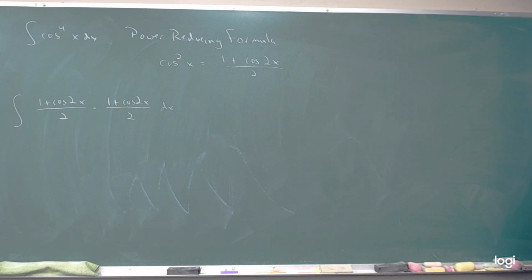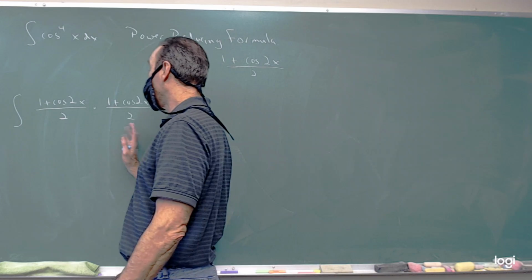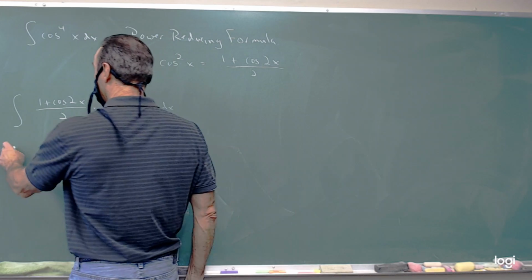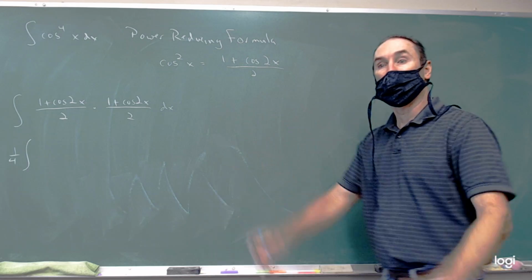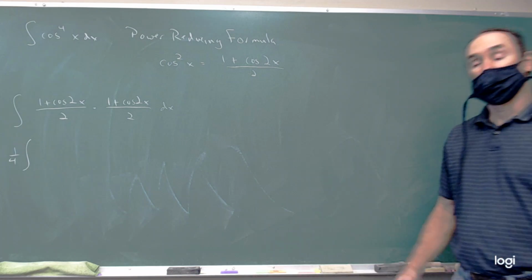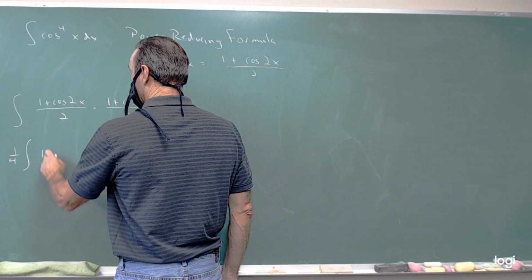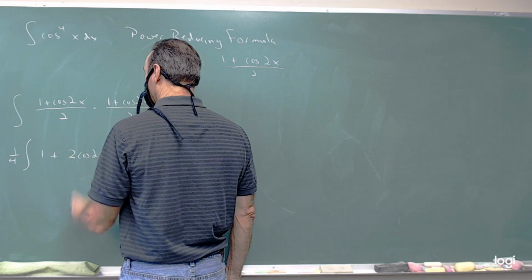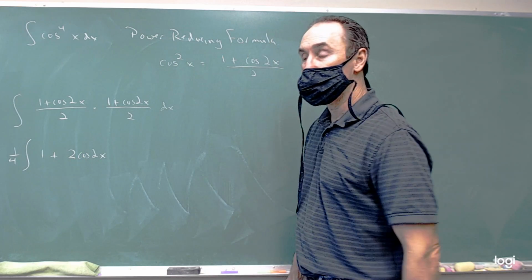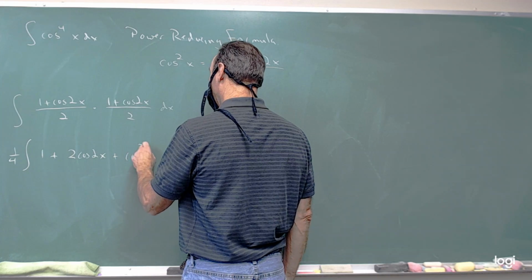Distribute. I would say the denominator is going to be a 1/4, and I would pull that outside the integral. And then you're exactly right, we're going to have to distribute that. It's going to be the first one squared, twice the product, plus the second one squared. That's going to be 1, and then twice the product is going to make that 2 cosine 2x. Sadly, we're going to get another square.